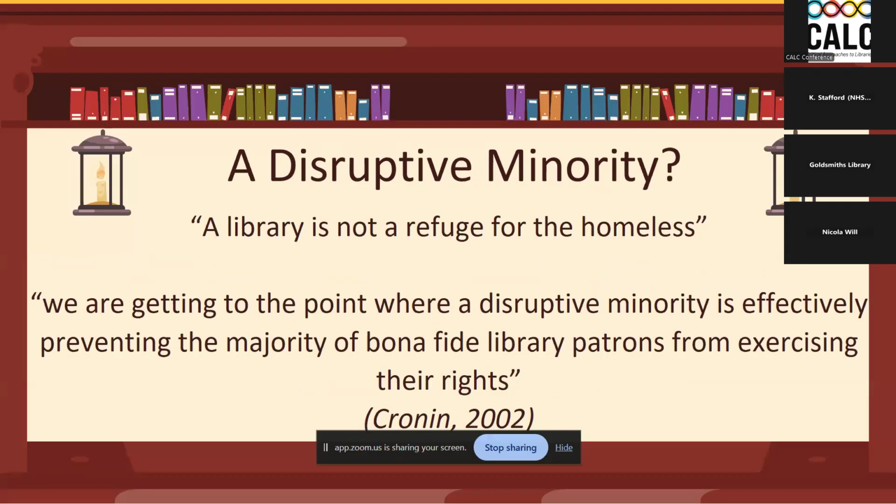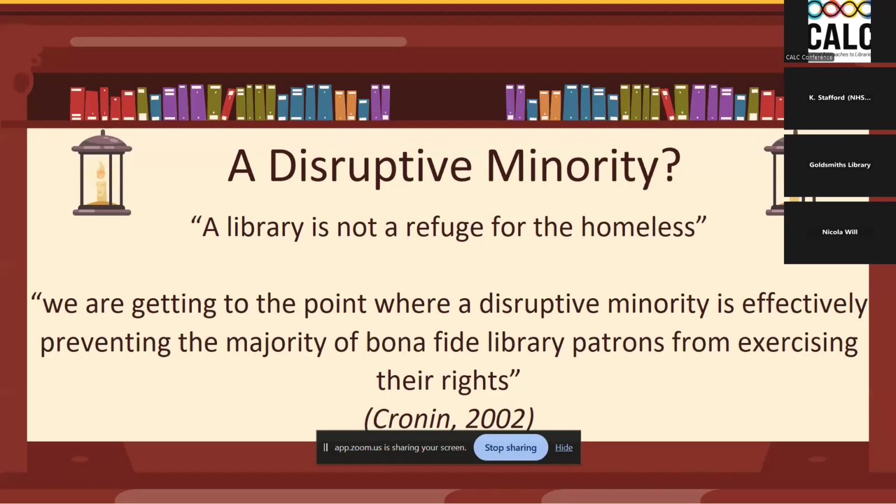is not a refuge for the homeless, and that we're getting to the point. This is one of my favorite quotes. Sorry, the next one's actually one of my favorite quotes. This one's: we're getting to the point where a disruptive minority is effectively preventing the majority of bona fide library patrons from exercising their rights. So these opinions are particularly candid, but they're not unique.